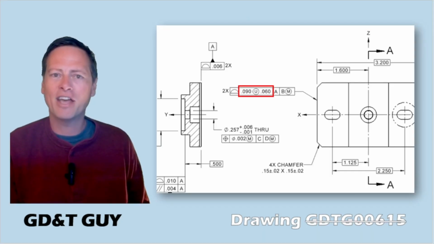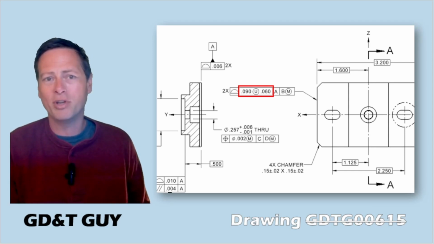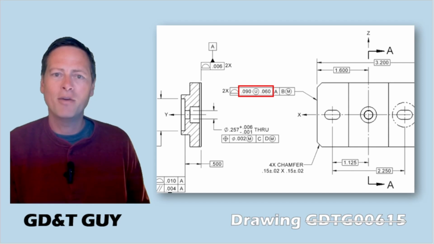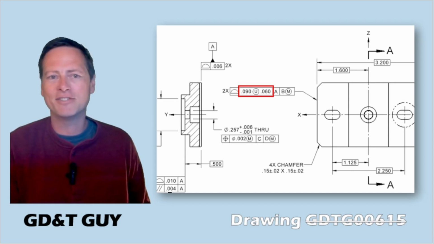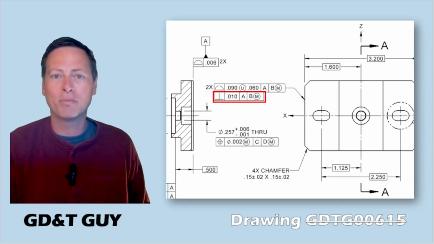I was also thinking I could open up this profile tolerance even more on the end features using unequally disposed, which is the circle U. That's going to allow me to keep the same basic dimensions 1.6 and 3.2, but then the tolerance zone is 30 thousandths inside of that and 60 thousandths outside of that. Pretty cool. If I wanted to, I could add a perpendicularity refinement, which is also pretty cool.